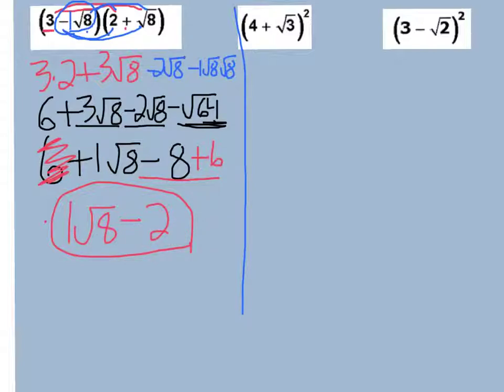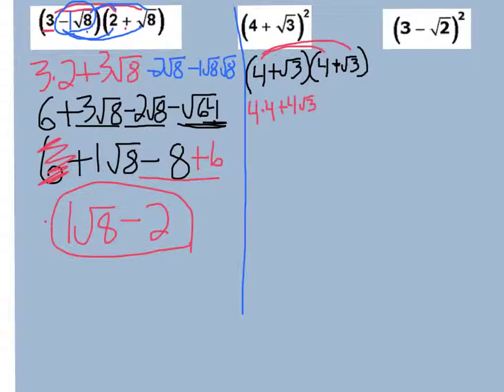On this next one, it says that this parentheses is squared. Please write down what I write down. I want you to rewrite it so it looks like this. It means do 4 plus the square root of 3 and multiply it by itself: 4 plus the square root of 3. So let's do the distributive property. I'm going to multiply this by 4 and this by 4. Now I'm going to take the square root of 3 and multiply that by 4 and that by the square root of 3. Now I'm going to simplify.